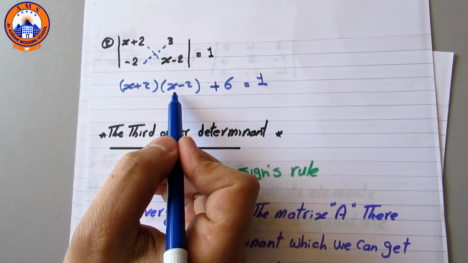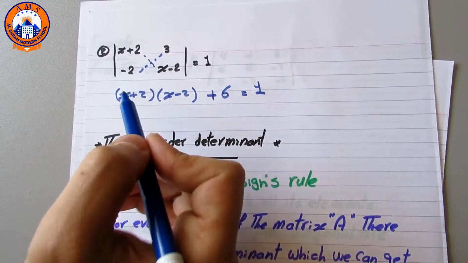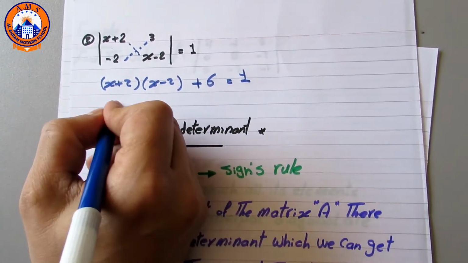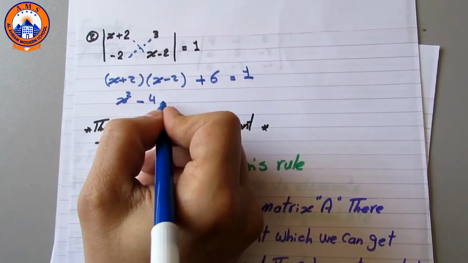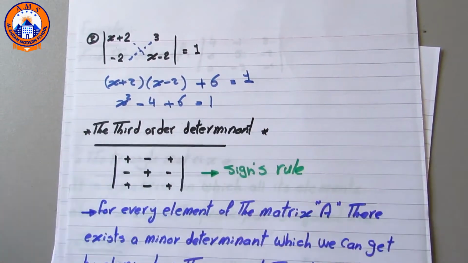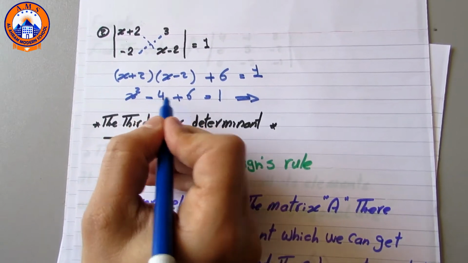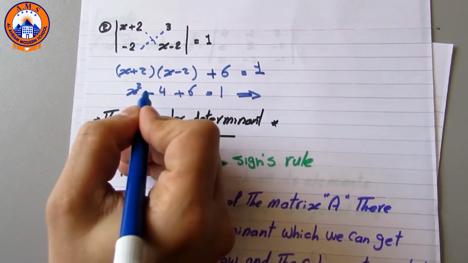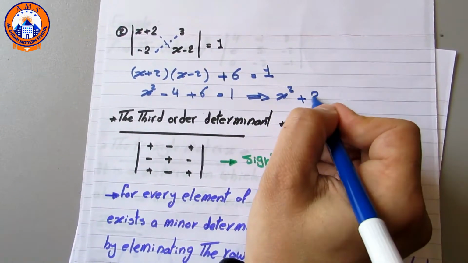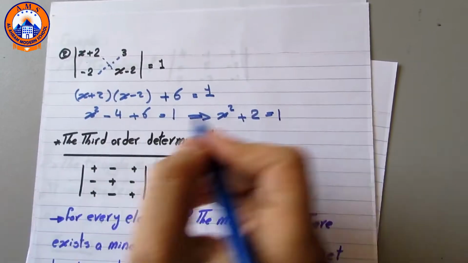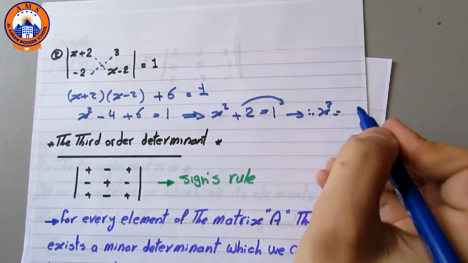X plus 2 and x minus 2, we have two brackets, the same bracket and different in sign. How to evaluate the two brackets? The first power 2 minus the second power 2, 2 power 2 equals 4. After that, plus 6 equals 1. You have to collect the like terms, x power 2 minus 4 plus 6. What about the like terms? The numbers, -4 plus 6. So x power 2 as it is, -4 plus 6 equals 2, equals 1. Solve the equation. Positive it will be negative, so the result will be x power 2 equals 1 minus 2 equals what? Equals -1.